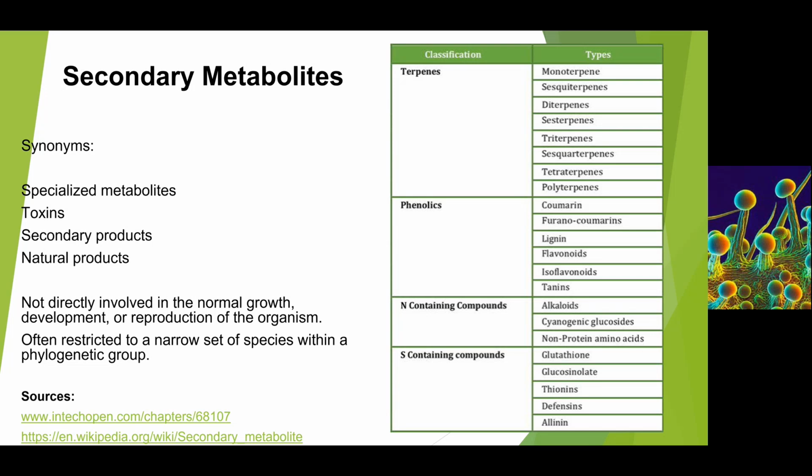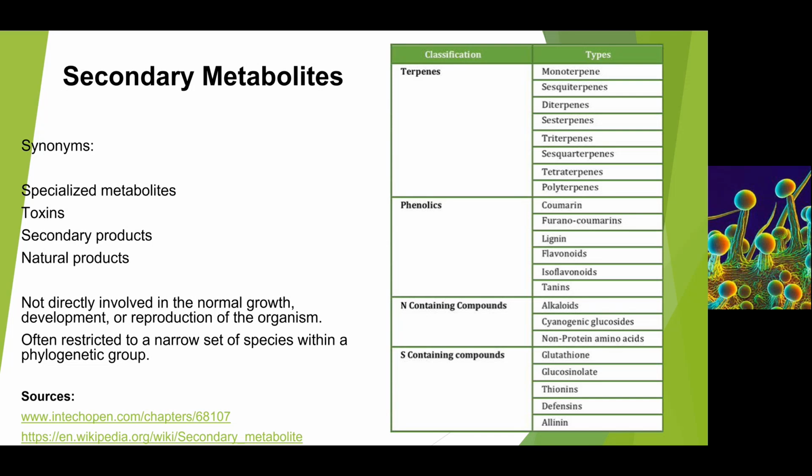Secondary metabolites go by many names: specialized metabolites, toxins, secondary products, natural products. And they're defined by not being directly related to the normal growth and development or reproduction of that organism. And they are categorized into subcategories and subcategories that are below those.